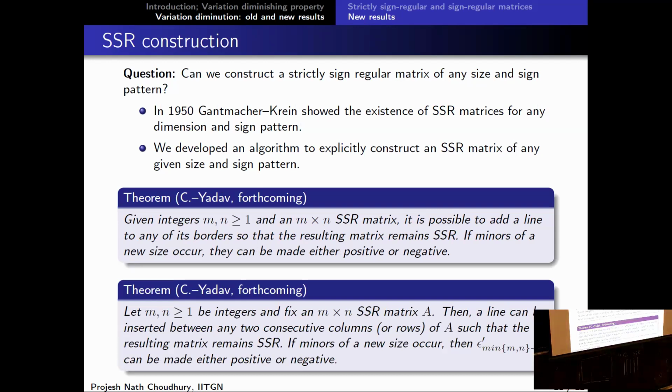Okay, we are also able to do this. Here line means either a row or a column. If we take any sign regular matrix of any size, a line can be inserted between any two consecutive columns or consecutive rows. Again, after inserting a line, if new larger minors occur, they can be according to your choice. Whatever sign you want, we can insert the line accordingly.